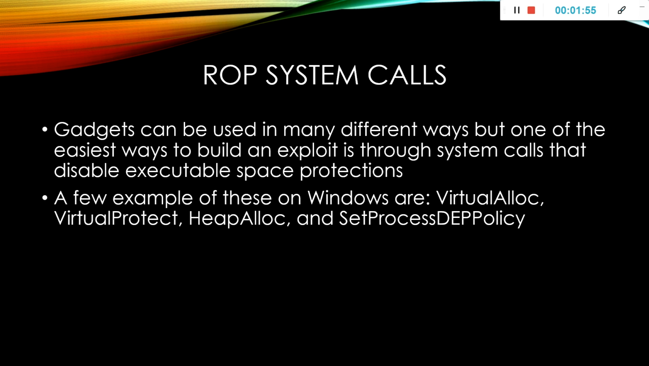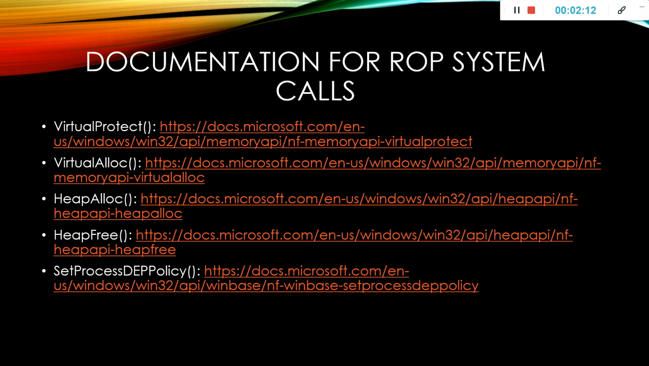So, the easiest way to form an exploit is to utilize built-in system calls that will disable DEP. A few of these are VirtualAlloc, VirtualProtect, HeapAlloc, and SetProcessDEPPolicy. So for this demo, we're going to be using VirtualProtect, but it's important to understand how each of these functions work, as well as each of the parameters that go into them.